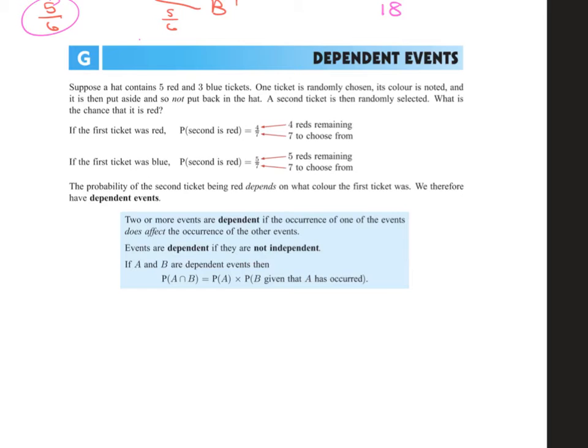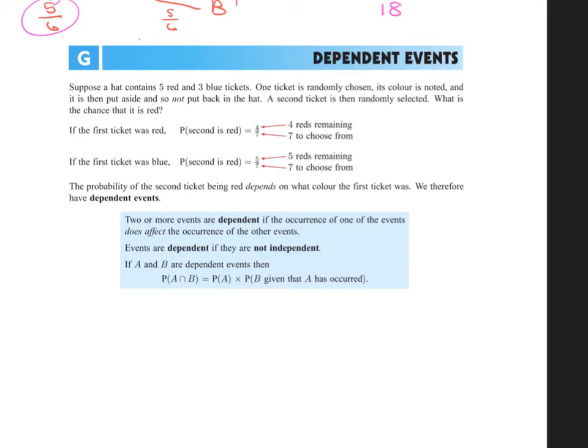What are dependent events? Well, let's take a look at an example. It says, suppose a hat contains 5 red and 3 blue tickets. One ticket is randomly chosen, its color is noted, and it is then put back aside and not put in the hat. A second ticket is then randomly selected. What is the chance that it is red? Well, now we're dealing with replacement versus non-replacement.